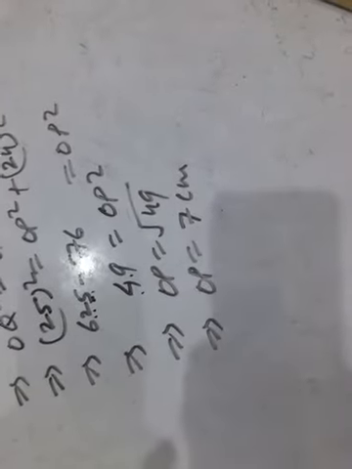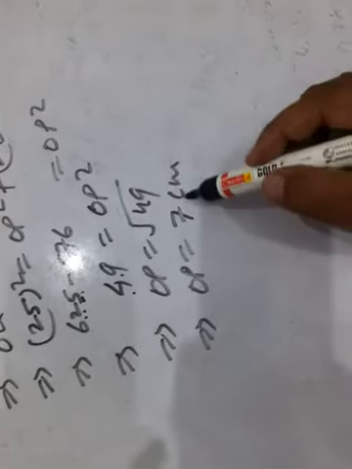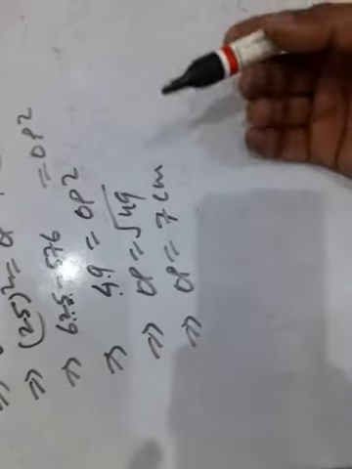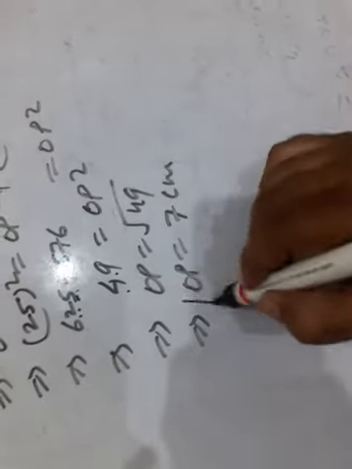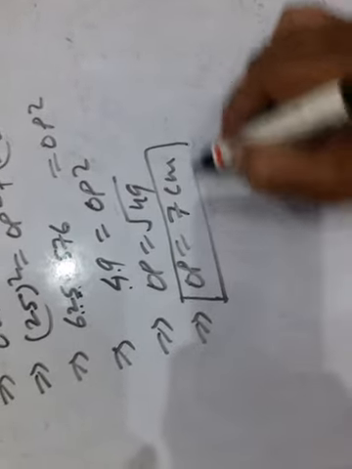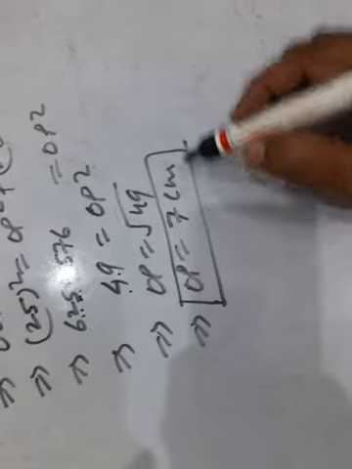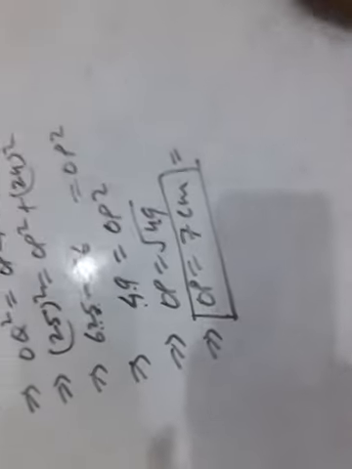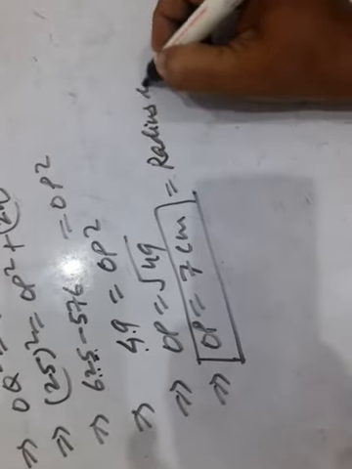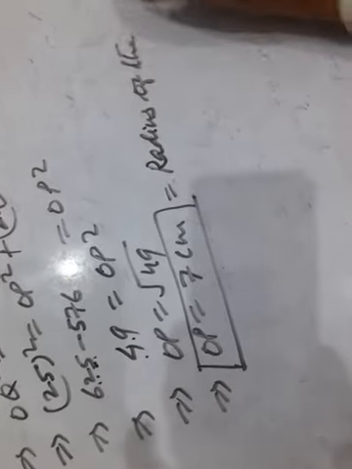Here you can ask the question that OP equals plus or minus 7. Since this is the length of the radius, it cannot be negative. That's why we have not written minus 7. Only the positive value is accepted here. So OP equals 7 centimeter, which is the radius of the circle.